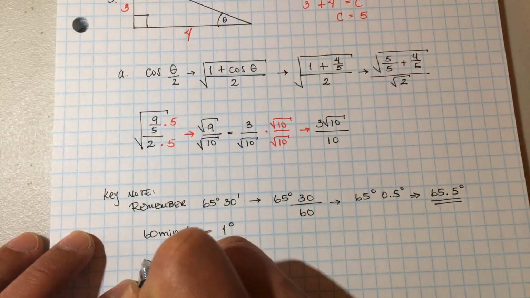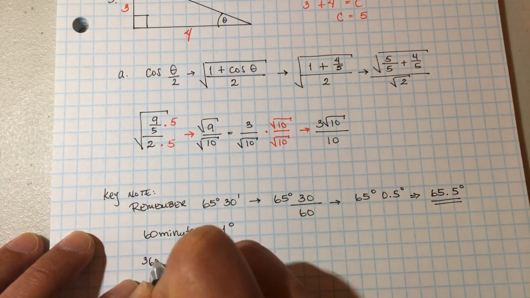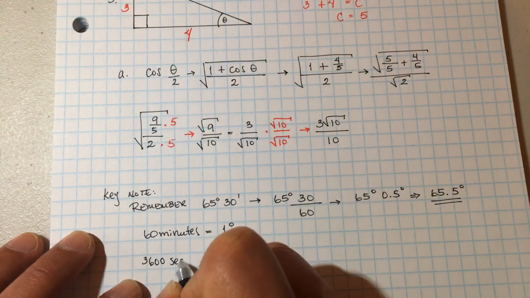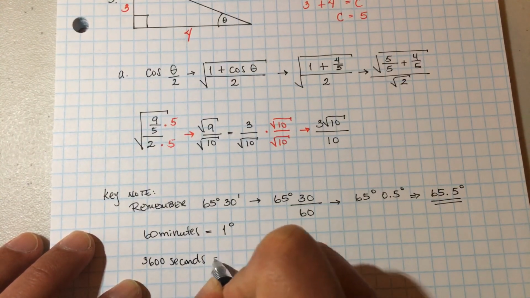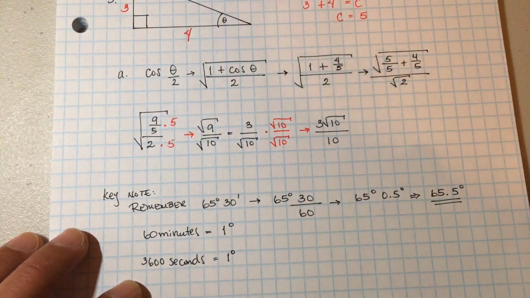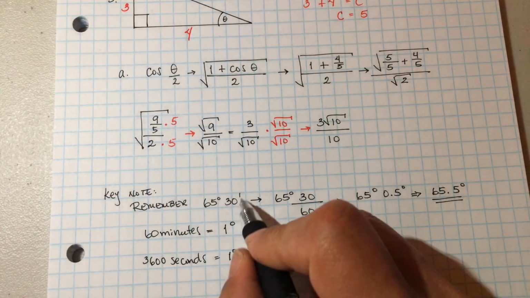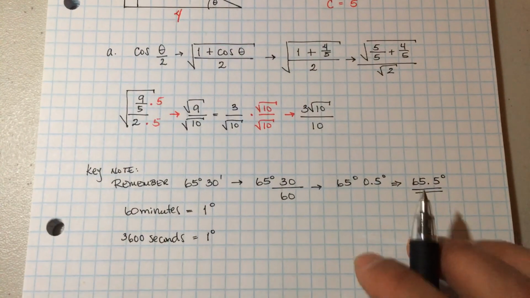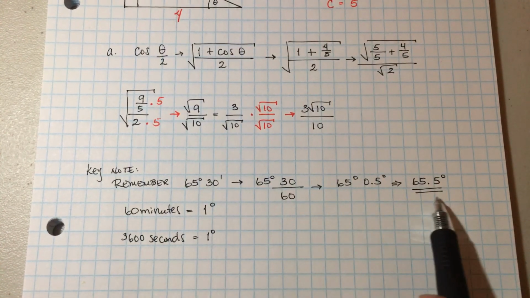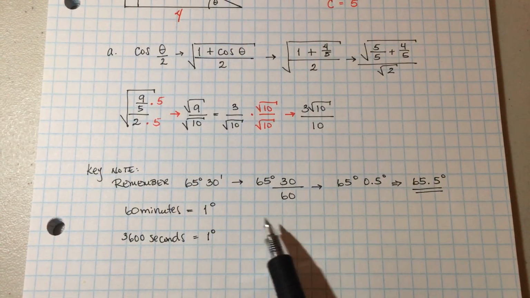If you ever had seconds, you would use 3600, because there's 3600 seconds in 1 degree. Okay, and that would be the one with the two little lines here. But just keep that in mind. Sometimes I see this come up, and hopefully that'll help you guys out.